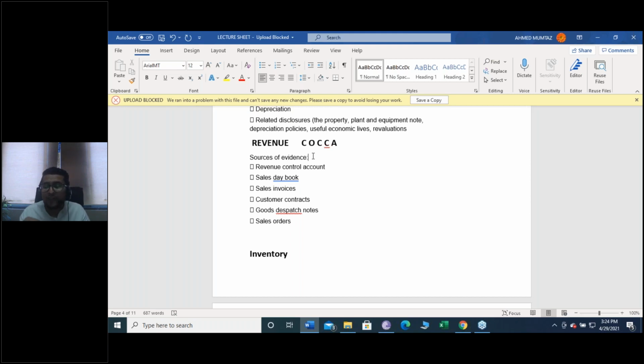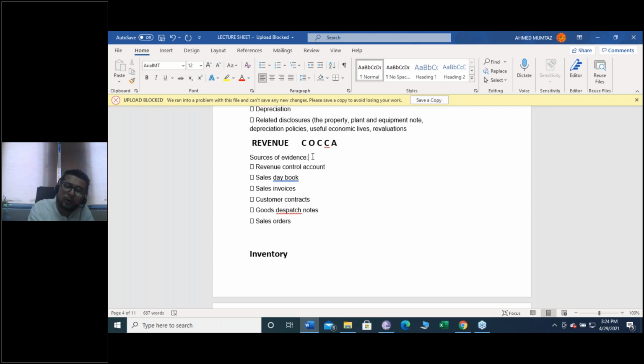Now, in order to verify occurrence, I'll do the other way around. I will select a sample of revenue from the sales daybook, and then I will verify the corresponding sales invoice and the goods dispatch note.